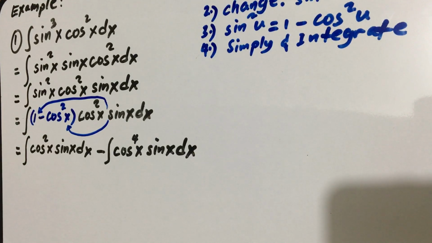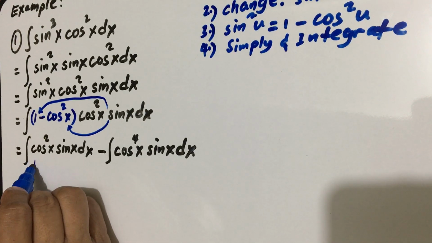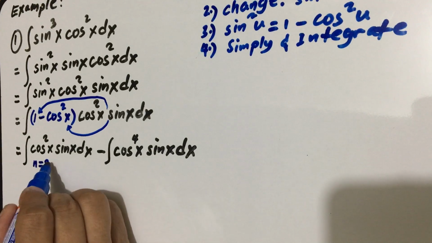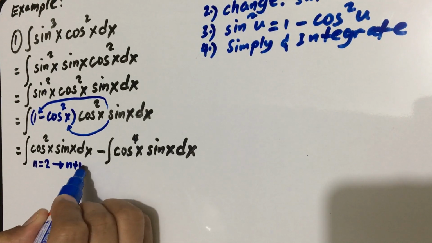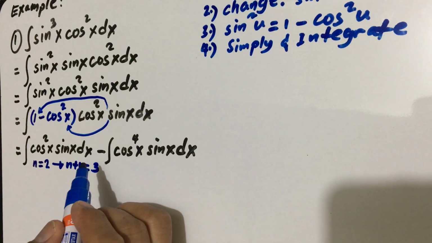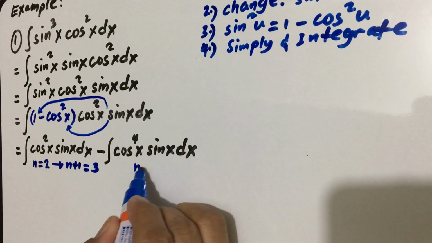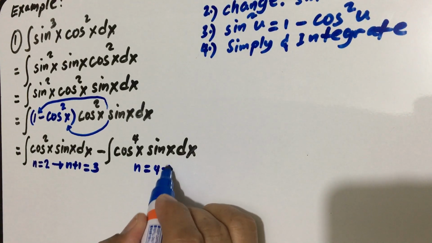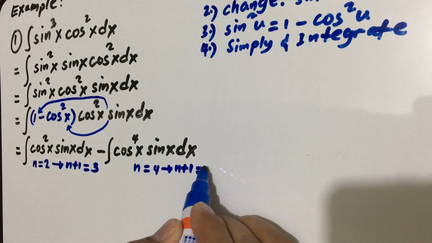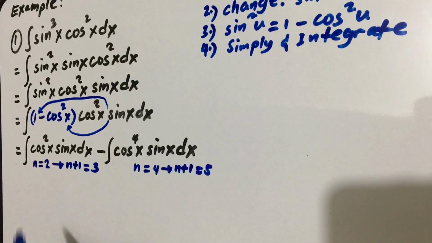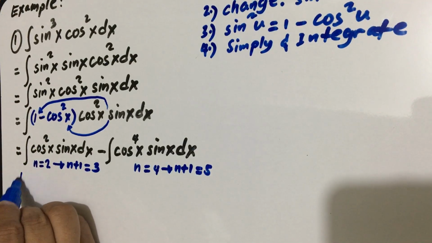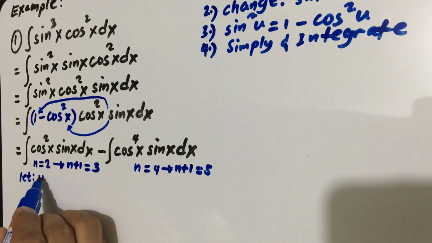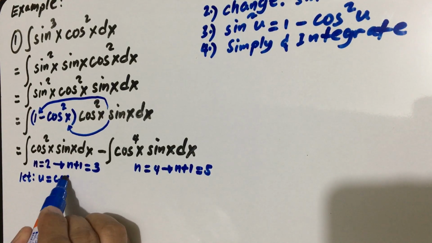Alright, then from here we can use the power formula. So we can let n here equal 2 and our n plus 1 is equal to 3. Our n here is equal to 4, then our n plus 1 is equal to 5. Then from this first term, we can let u equal cosine x.